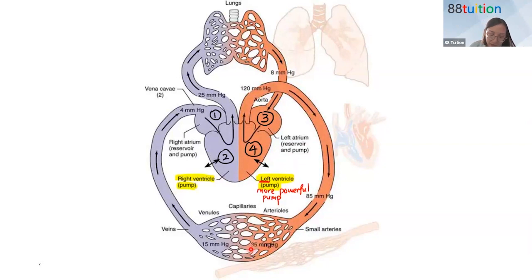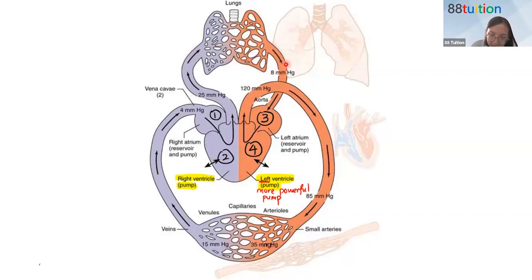85 drops to 35, 35 drops to 15, 15 drops to 4. All right, 4, the pressure 4. But when it comes to the ventricle, this is the right ventricle. A ventricle is a pump, but it's less powerful. It will pump the pressure from 4 to 25. All right, 25, and then go to the lungs.